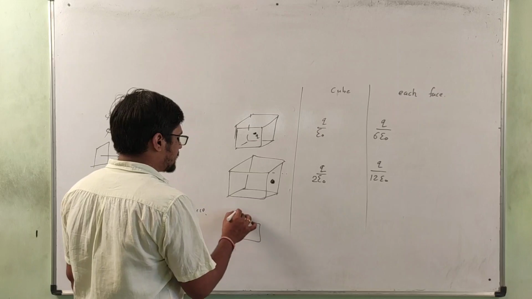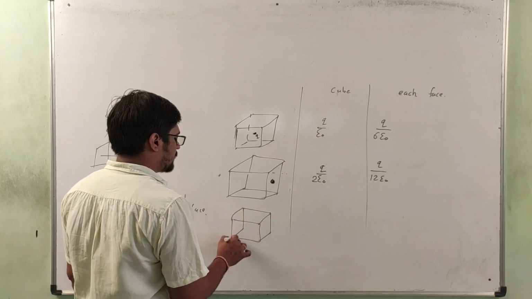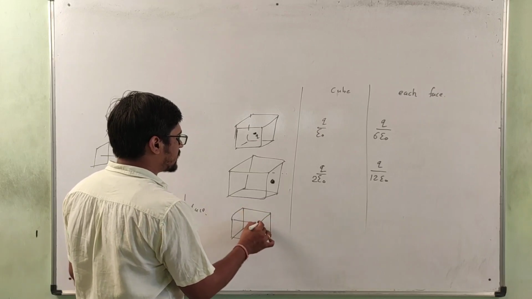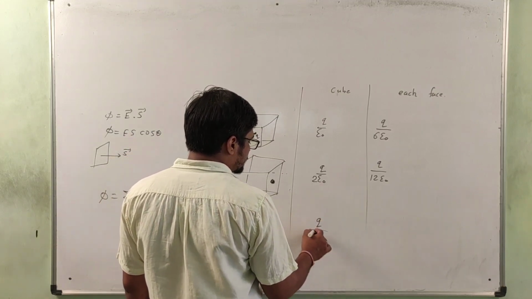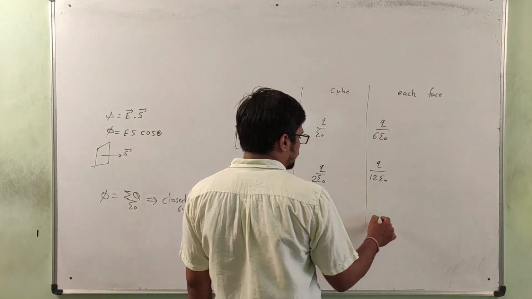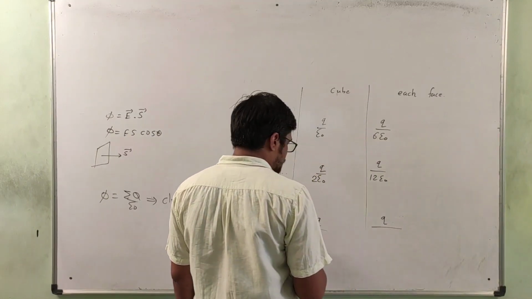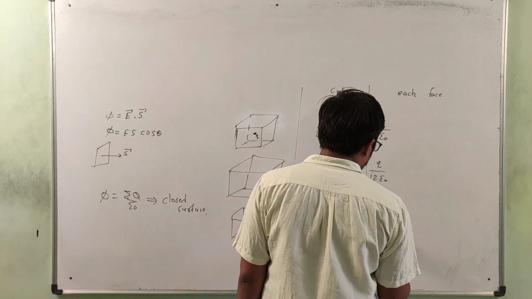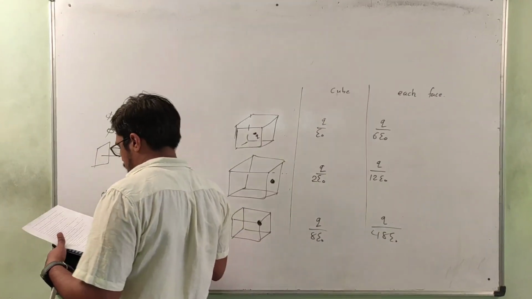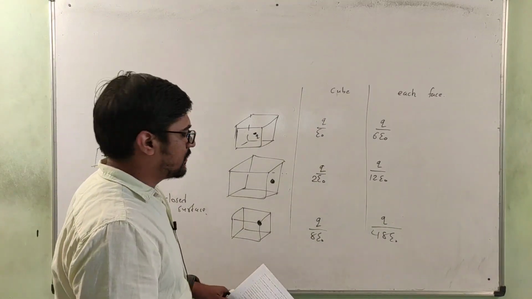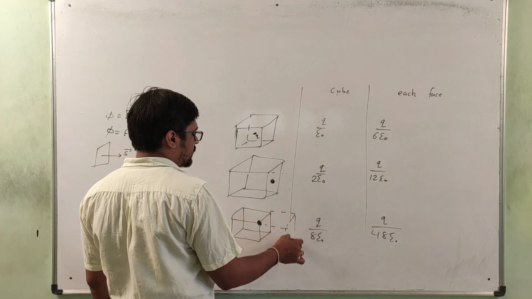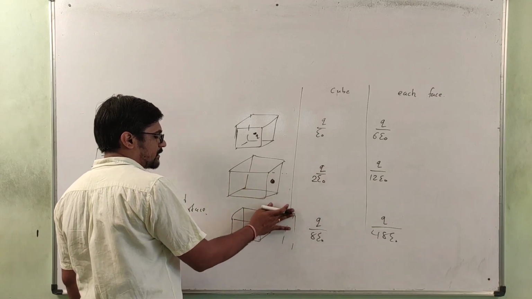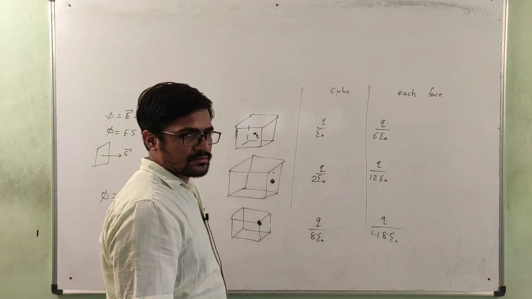If the charge is placed at the vertex of any cube, then the flux associated with one cube is q by 8 epsilon naught, and with one face is q by 6 into 8, that is q by 48 epsilon naught. You should remember this table. This is very important, because to cover this charge you should place 8 cubes surrounding this charge, right?